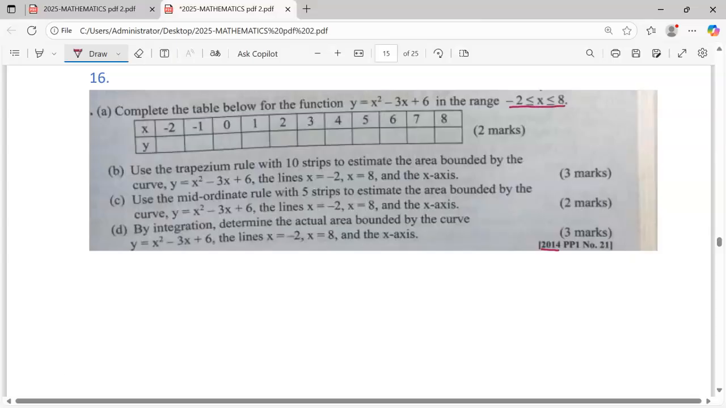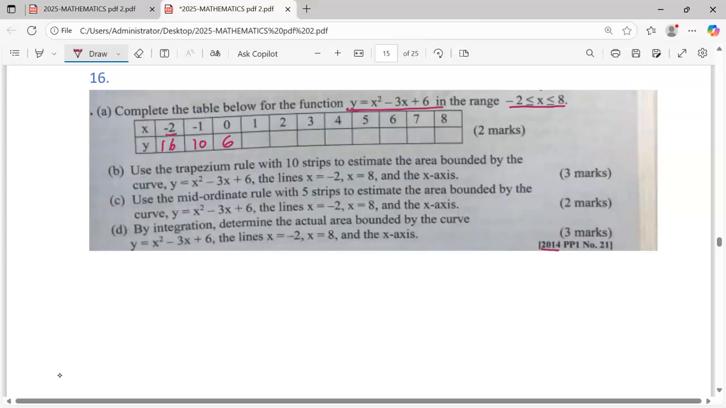When the value of x is -2, then y is going to be equal to +16. And if x is -1, then the value of y will be +10. That is when you replace the value of x in the main function, which is y equals x squared minus 3x plus 6. When x is 0, the value of y will be +6.